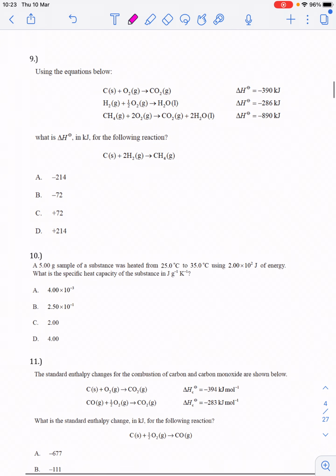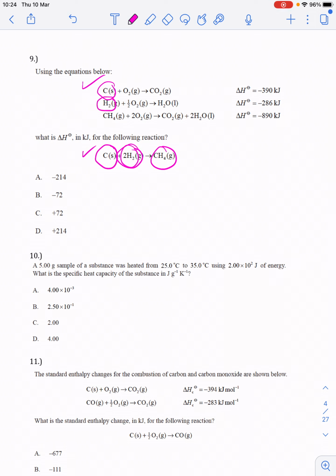Okay, a couple more using the equations below. We can solve for this delta H, and again, we're trying to find these 3 pieces and get them into the right positions. So C is on the left already with one of it. H2, there's 2 H2, so I need to multiply this equation by 2, and in this one I'm going to get really sloppy, and I'm not even going to multiply through the coefficients.